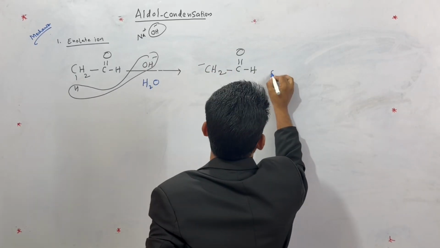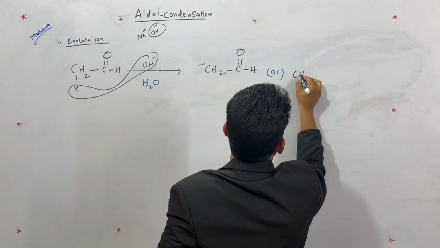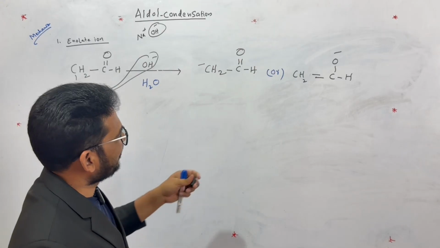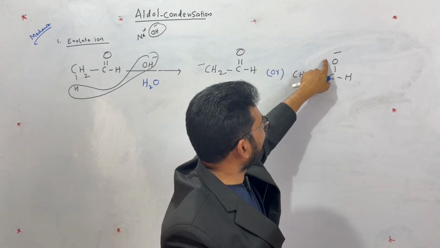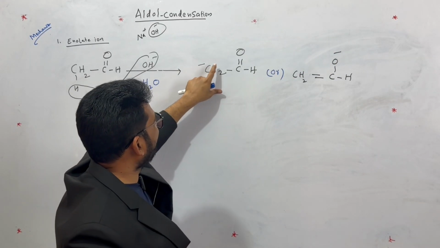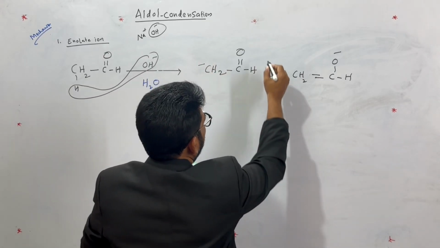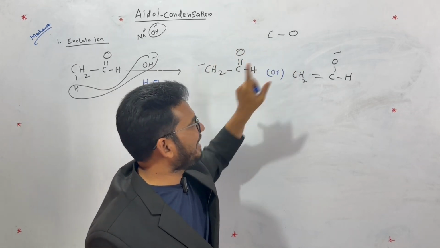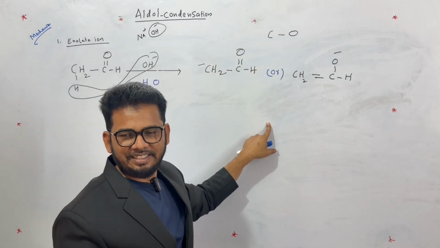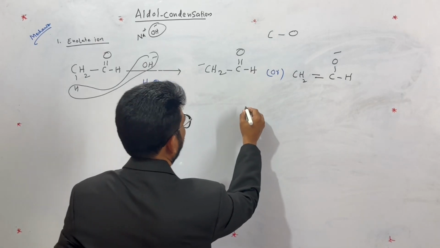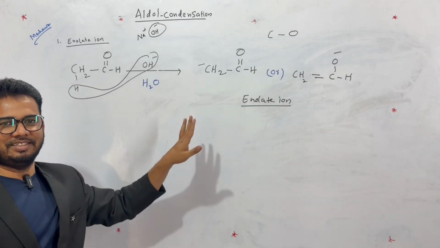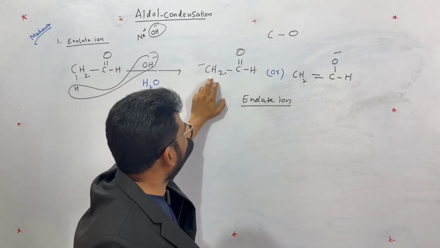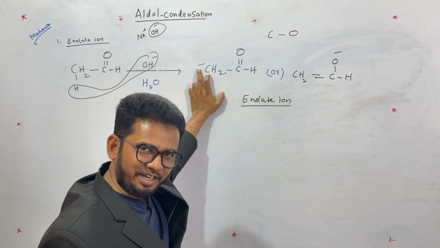Then what happened? Not only this one, this one might also be produced: CH2 double bond CO minus H. What is this? An anion, because the negative charge is present on the oxygen. The sharing of the negative charge takes place between the carbon and oxygen. That is the reason it is called the enolate ion. Remember this, this is very important in this reaction. Actually we call it a carbanion when the negative charge is present on the carbon.